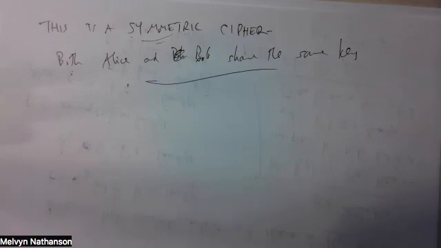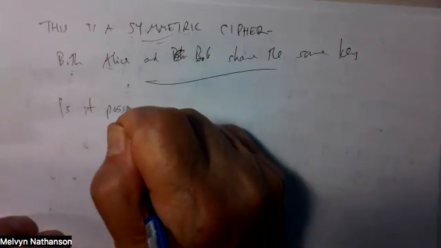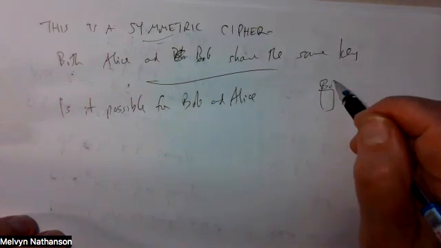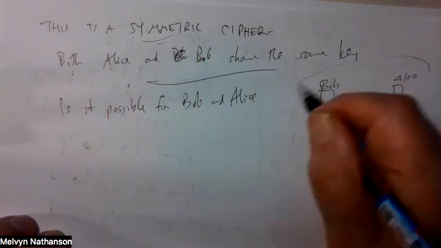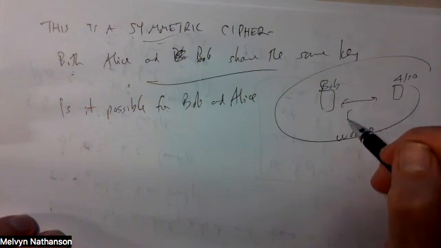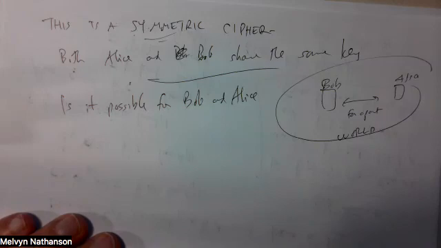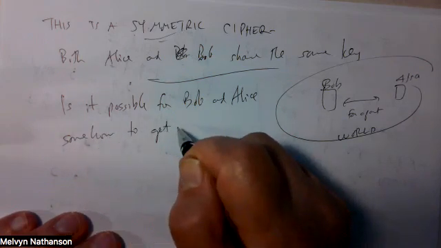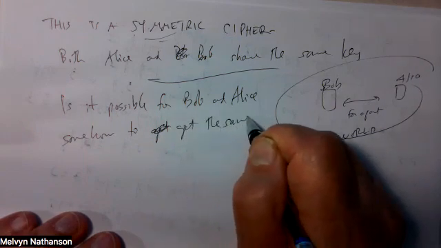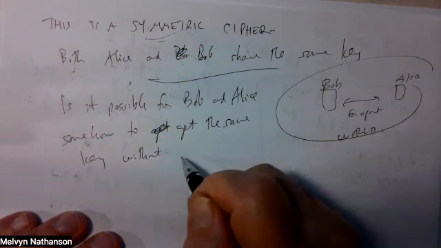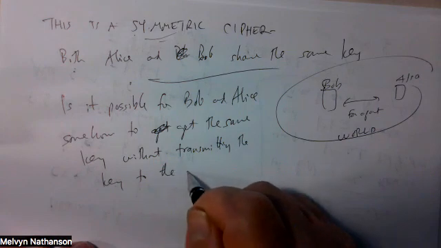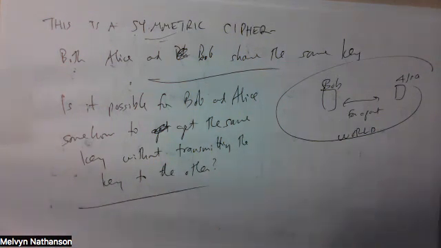And the question one can ask is, is it possible for Bob and Alice, here's Bob, here's Alice, here's the world, and they're far apart, right? Is it possible for Bob and Alice somehow to end up with the same key without one transmitting the key to the other? So you have to think about that for a little bit. That's really an interesting question.